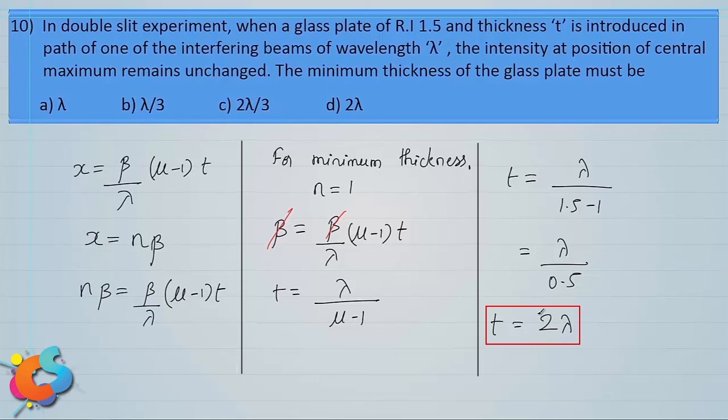In this case, the shift takes place in such a way that the first bright fringe will occupy the position of the central maximum so that the intensity at the central maximum remains unchanged. Therefore, the correct answer is option D, 2 lambda.